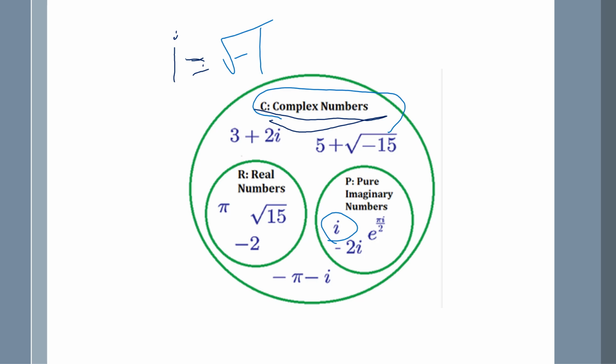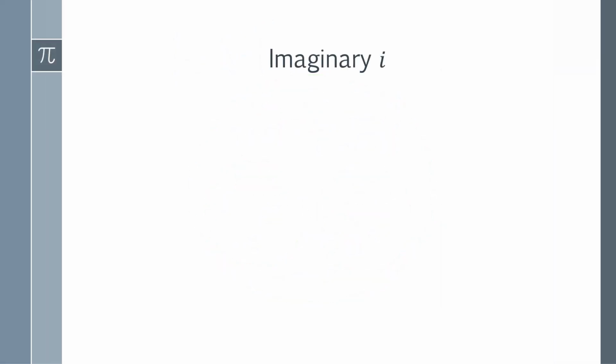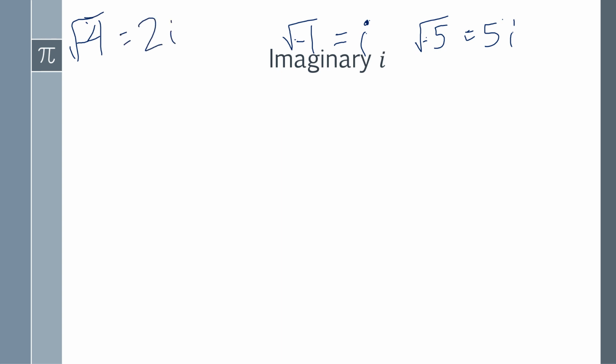All right, moving on. We know that if we have a negative number, any negative number, it becomes imaginary. Like the square root of negative 5 is 5i. Negative 4, because we know the square root of 4 is 2, it becomes 2i. Don't forget to apply your square and cube root knowledge.